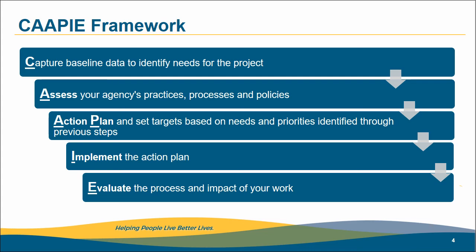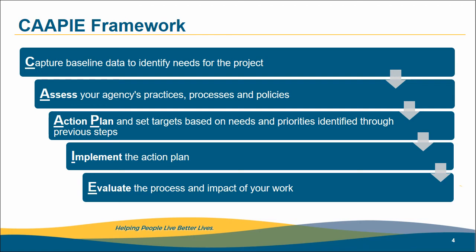I is for implement. That's where you'll spend a bulk of the time within your organization through the CAAPIE process, as you'll be implementing the action plan. All of the action steps that you set during that AP phase will be implemented at this point in time, though you can certainly make modifications and work with our program based on what's working and what might not be working. Finally, the E in CAAPIE stands for evaluate.